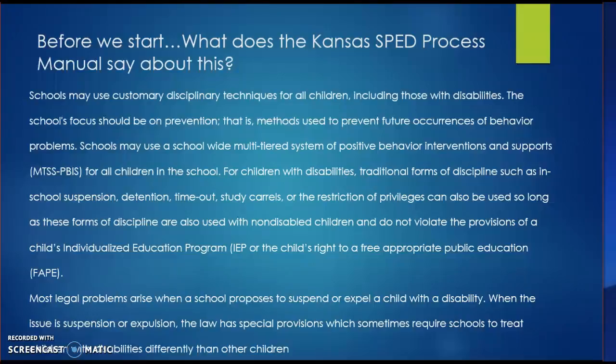the school. For children with disabilities, traditional forms of discipline such as in-school suspension, detention, timeout, study carrels, or the restriction of privileges can also be used, so long as these forms of discipline are also used with non-disabled children and do not violate the provisions of a child's individualized education program, IEP, or the child's right to a free, appropriate public education, FAPE. Most legal problems arise when a school proposes to suspend or expel a child with a disability. When the issue is suspension or expulsion, the law has special provisions which sometimes require schools to treat children with disabilities differently than other children. This is what we will be looking at throughout this presentation.